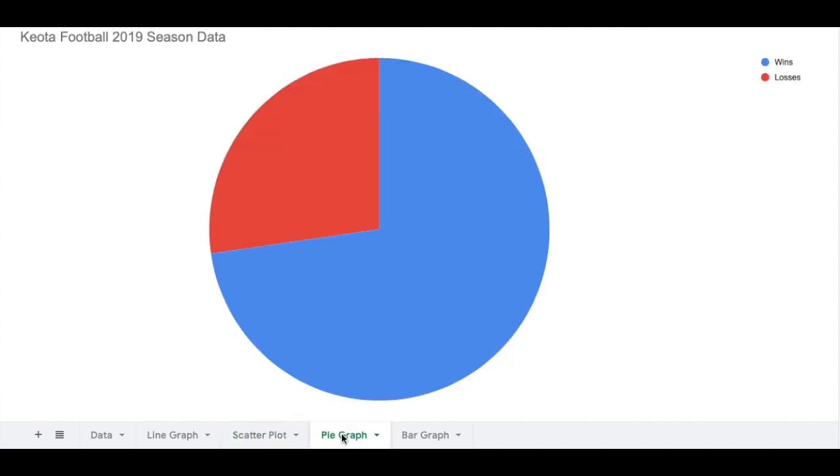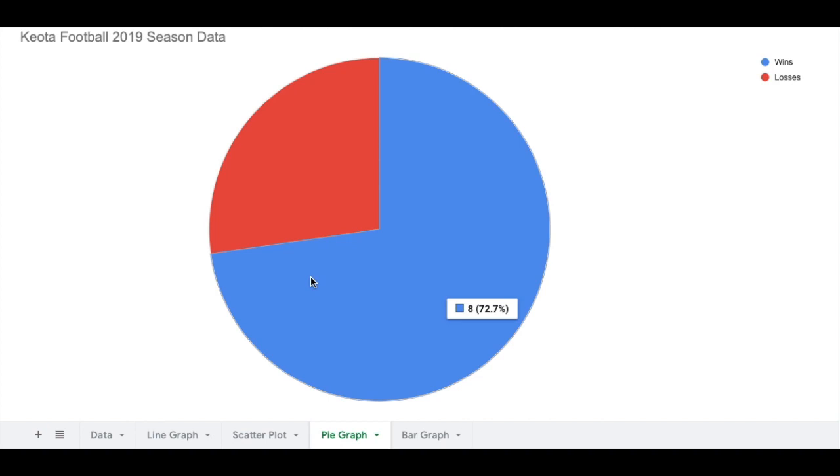So if we go to our pie graph, I told you our pie graph is different. Our pie graph is only 2019. So in 2019 we played 11 games. And if you look over here, here's our legend. So if you look, we won 8 and we lost 3. So if we add those two together, 8 and 3, we played a total of 11 games.